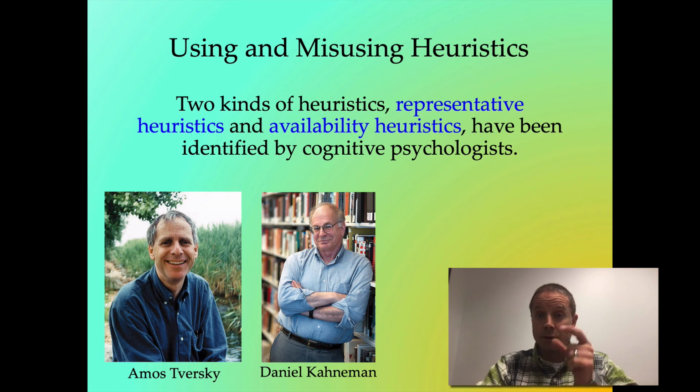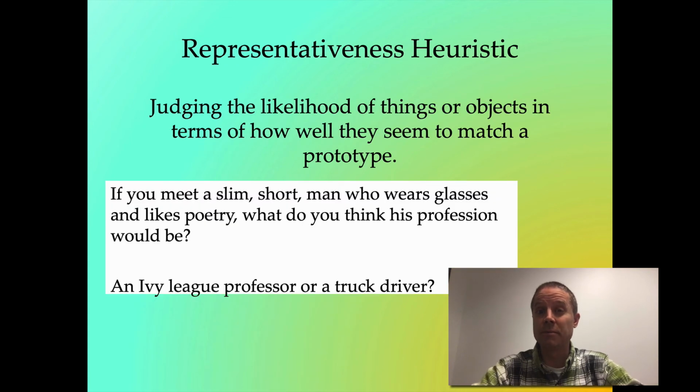Heuristics, the shortcut way to solve a problem, sometimes can cause problems. And there's two ways. One is called the representativeness heuristic. That's when you judge the likelihood of things occurring in terms of how well they seem to match a prototype.